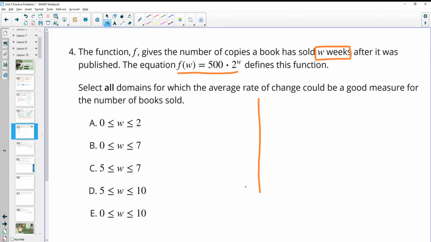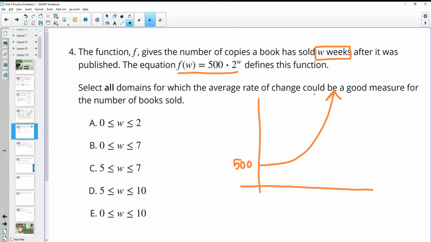So let's just think about what this function looks like. So it's going to be exponential, and it's going to be exponential growth, right? It's growing by a factor of 2, starting at 500. So it's going to look something like this. And really probably steeper than this. So let's think about it.